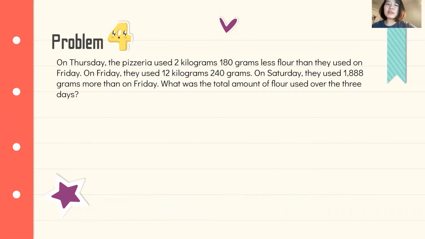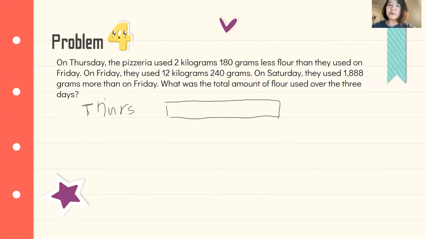Okay, so for this problem, I know on Thursday, the pizzeria used 2 kilograms, 180 grams less flour than they used on Friday. So we don't know how much flour the pizzeria used on Thursday. So I will draw a diagram to represent that. So for Thursday, okay, this diagram represents this. So I will name it letter A.